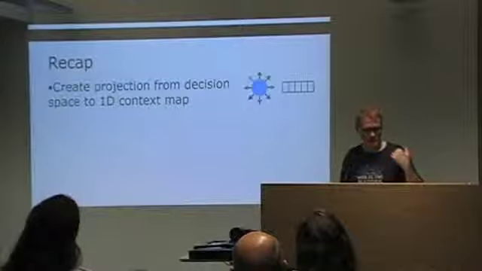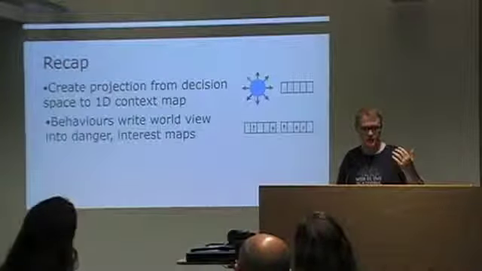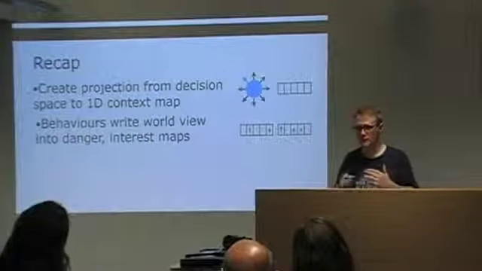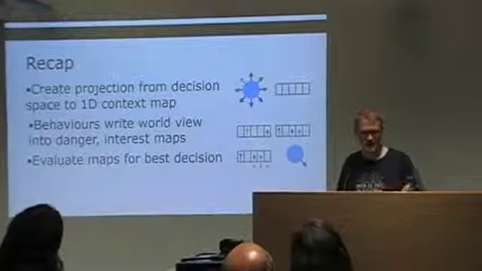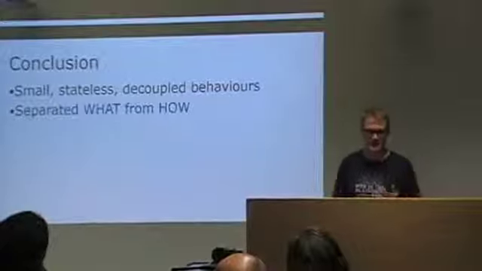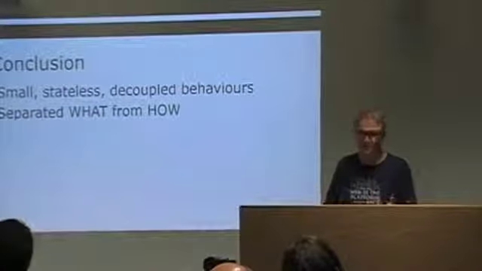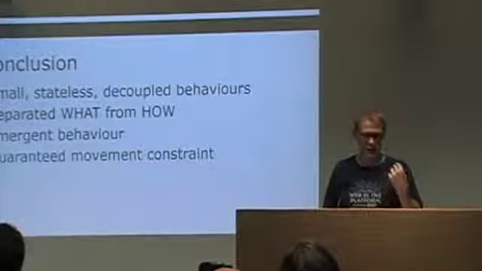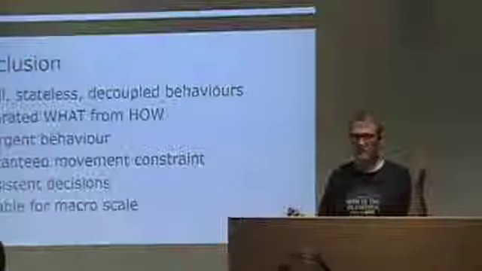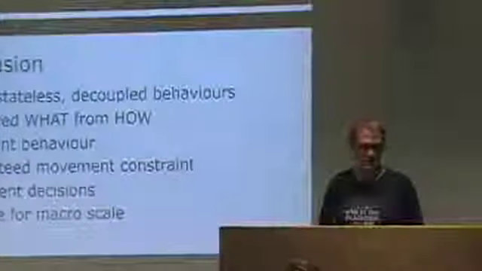So to recap, we took a projection from decision space, from racing lines or a 2D world or whatever, and we mapped that to a one-dimensional array. Our behaviours write world views into the danger and interest maps, like it's rendering a canvas view. And then we evaluate those maps for a best decision somehow, and we end up with a sensible, nice, interesting behaviour. Nice, decoupled, stateless behaviours. We split up how an object is steering from why it's doing that steering, which is always good. We've still got emergent behaviour, we've got a guaranteed movement constraint, which we didn't have before, and we're getting nice, consistent decisions. And it works at the macro scale, so it works when you're in an F1 car in a flock, it'll still keep working, which we didn't have before with steering behaviours.